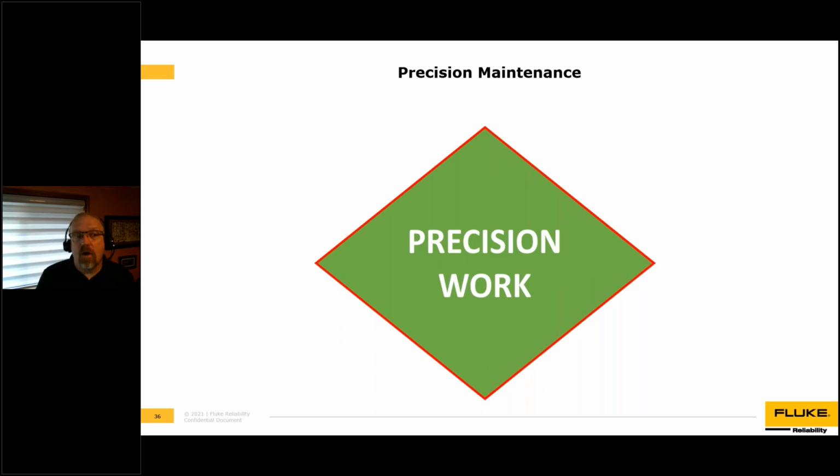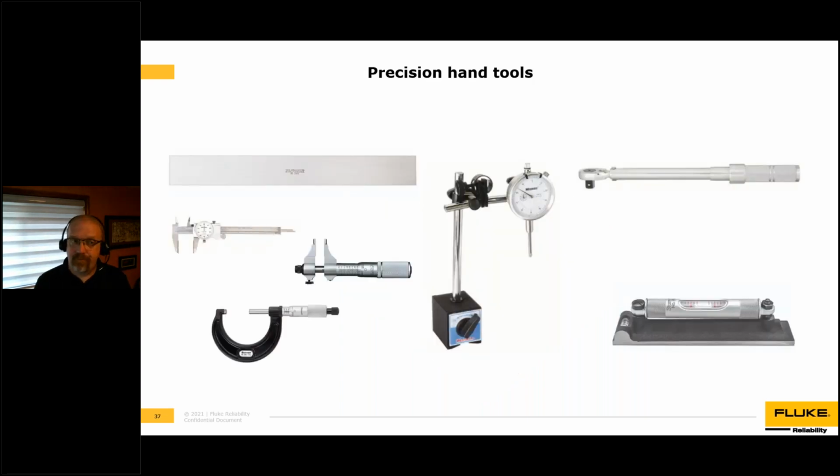You're going to provide quality precision hand tools and modern electronic tools to make sure that this work is being completed in a precision manner. Precision hand tools include things like a calibrated straight edge or a dial indicator. That straight edge is going to measure flatness. Dial indicators measure runout.